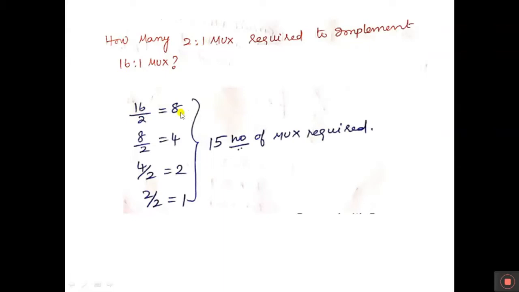Further again divide 8 by 2, 4. Divide again, 4 by 2, that is 2. Divide again by 2, we will get 1. We cannot divide further by 2. So you can count all these values: 8 plus 4 plus 2 plus 1. So 8 plus 4, 12, plus 2, 14, plus 1. So totally 15 multiplexers are required to implement a 16:1 multiplexer using 2:1 mux.